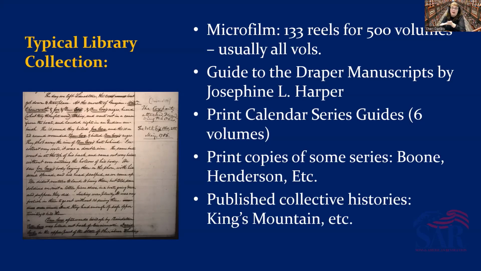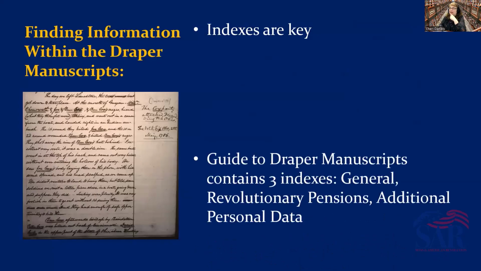And again, one thing I mentioned earlier was published collective histories like Kings Mountain and things like that. Those would also have indexes in them. So again, it's a little bit of detective work to do this, but the indexes are key.